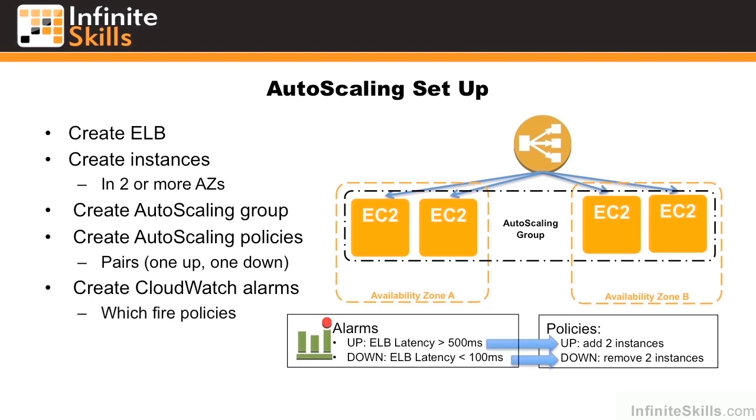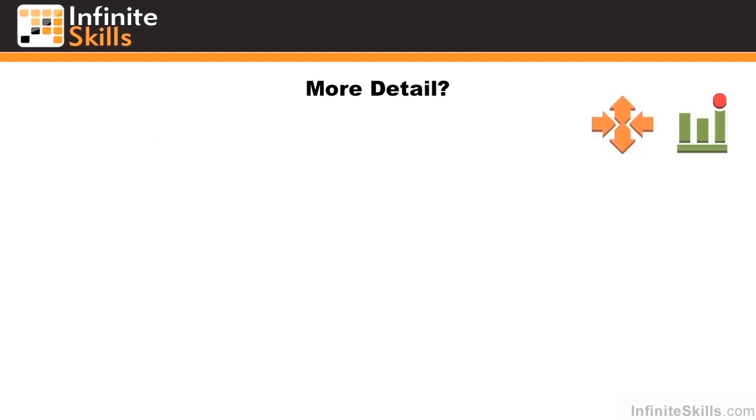Next, you want to create CloudWatch alarms, again in pairs. These are going to fire policies. Here we're saying that when the ELB latency, or the time that it takes the ELB to respond to a request, goes above 500 milliseconds, we're going to fire the policy add 2 instances to add 2 more instances in our backend. And when the ELB latency goes below 100 milliseconds, we're going to fire our down policy to remove 2 instances and save money because we don't need those instances.